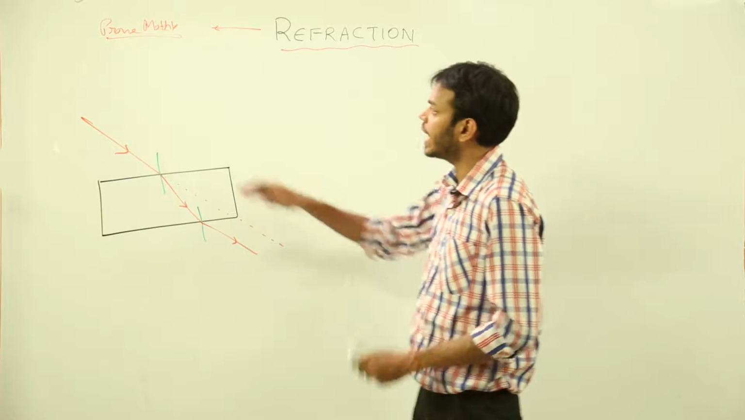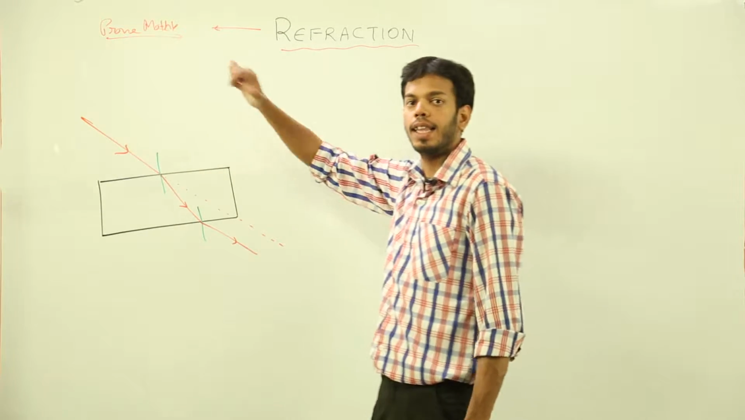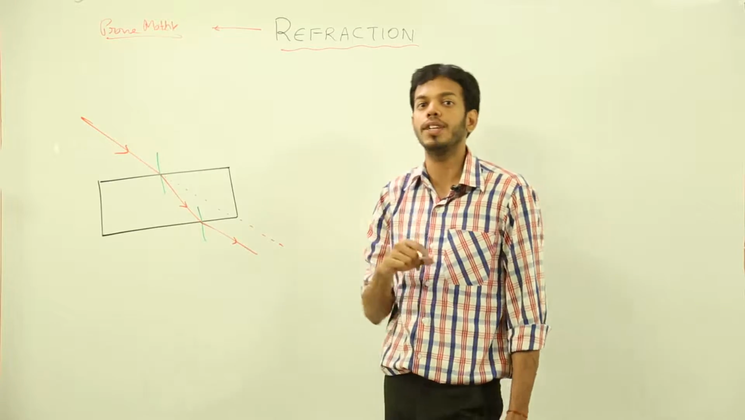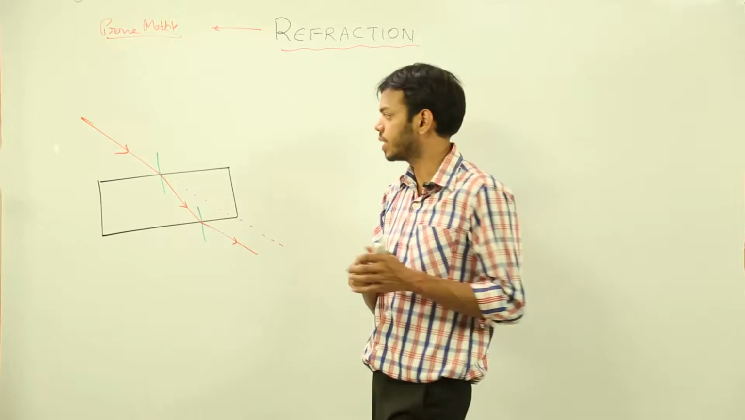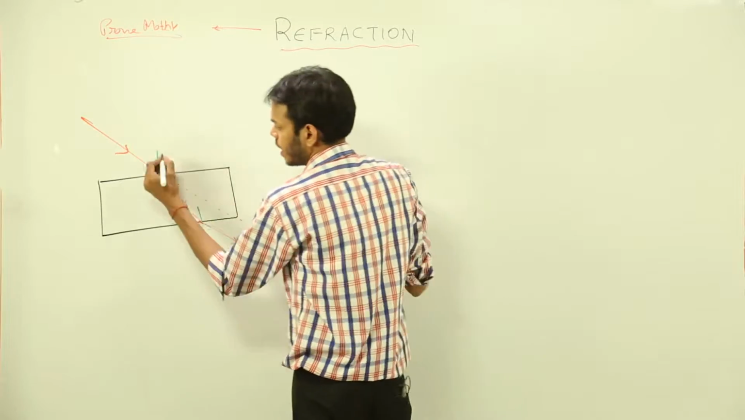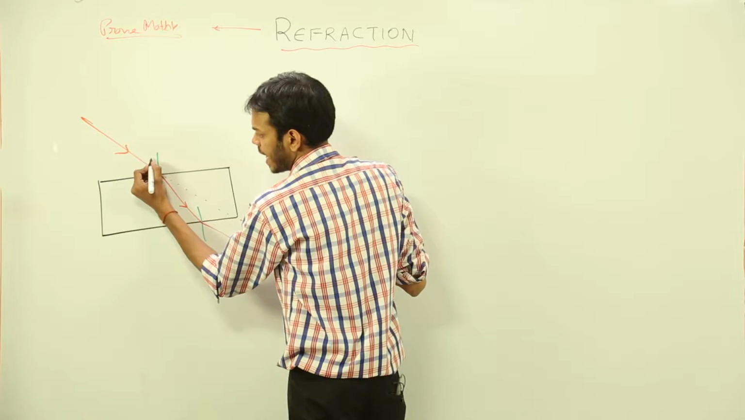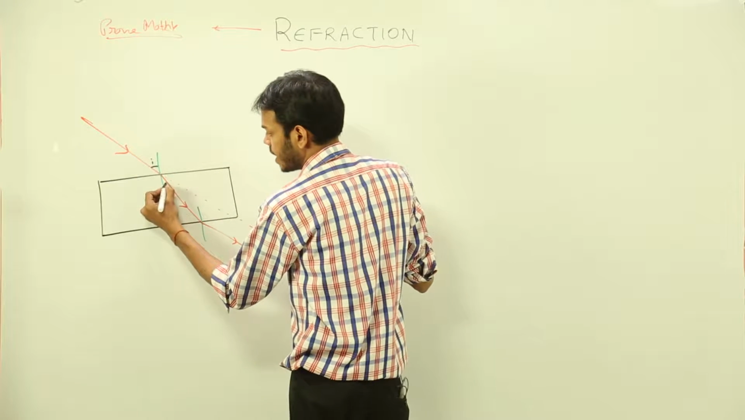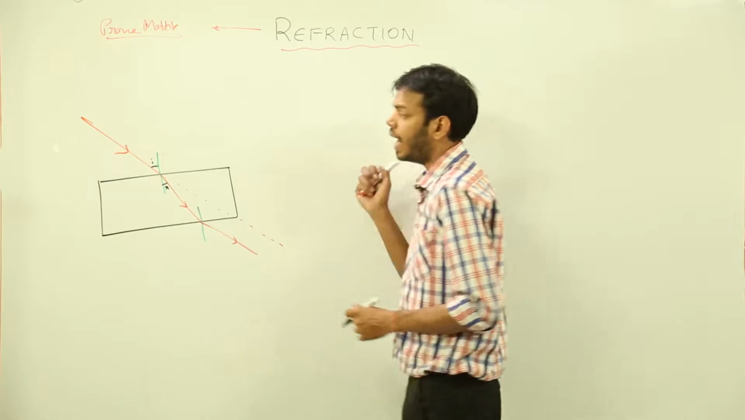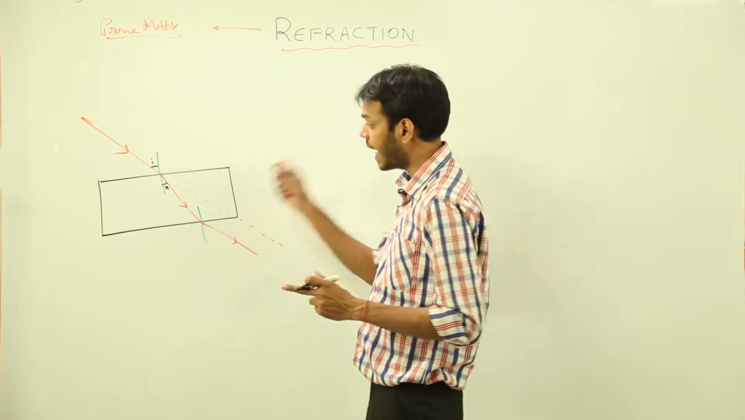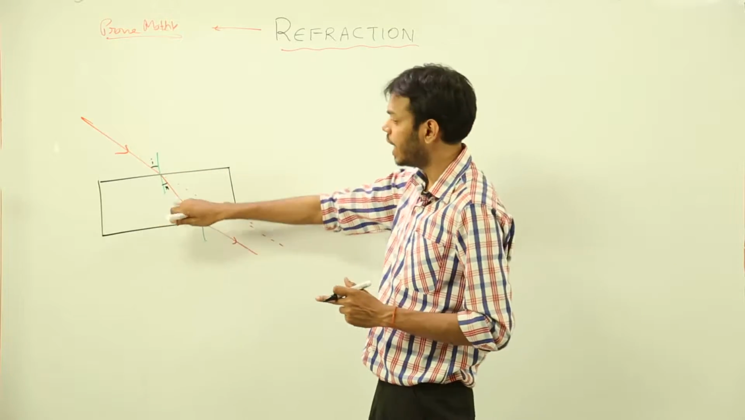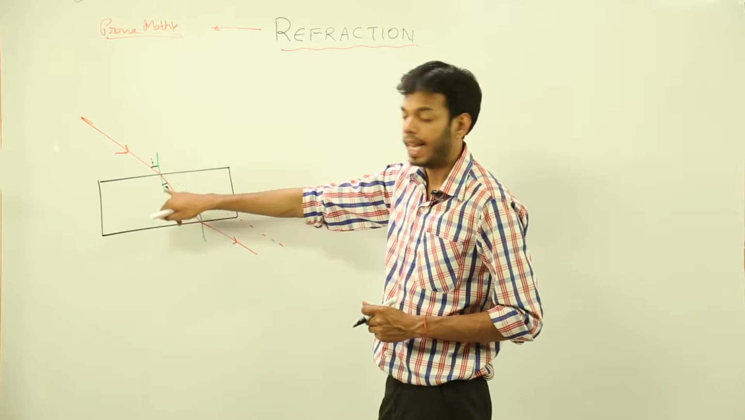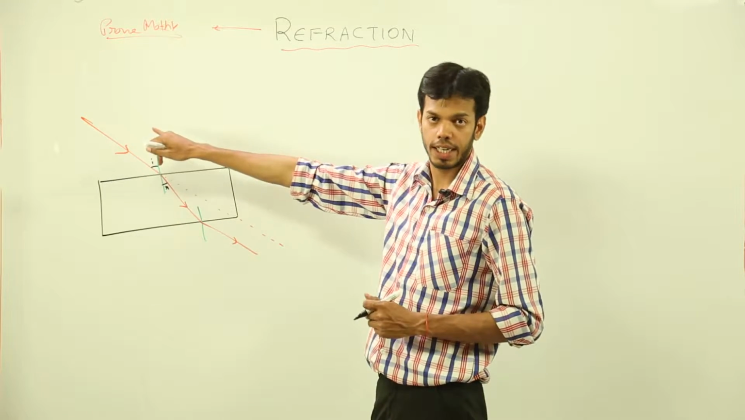Now I had told you that I would prove it mathematically that while a ray is traveling from rarer to denser, it has to bend towards the normal. Let us prove that. This is angle of incidence I, this is angle of refraction R, and if I have to prove that light has bent towards the normal, the angle of refraction should be less than the angle of incidence, right?